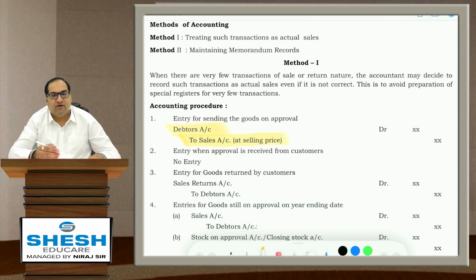Now, you better understand, when you dispatch the goods on approval basis, you have already passed the entry for credit sales. So when he approves it within 1 week's time, will I again pass the entry for credit sales? What nonsense. If I have dispatched goods of 10,000, I have already passed the entry, debtors account 10,000 to sales account 10,000. After 2 days, he tells me he is buying. Will I again pass the entry, debtors account 10,000 to sales account 10,000? No. So on the date of approval, I don't have to pass the entry, for the simple reason that on the date of dispatch, I assumed it to be a sale and passed the entry for credit sales.